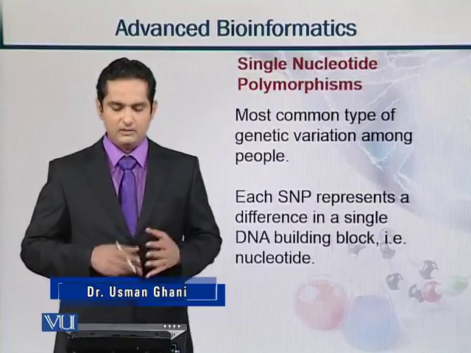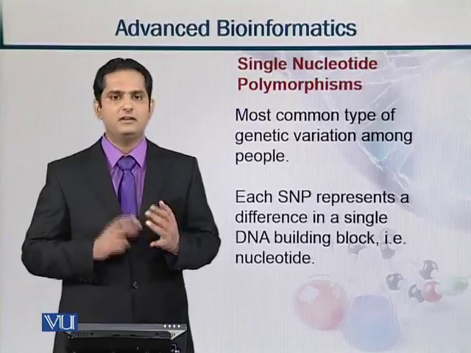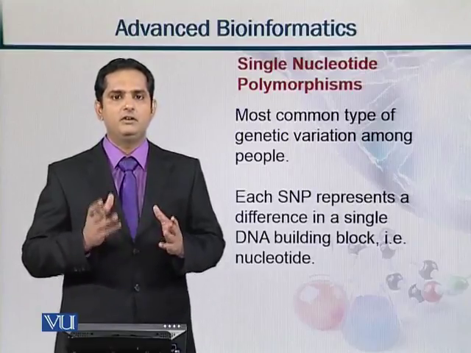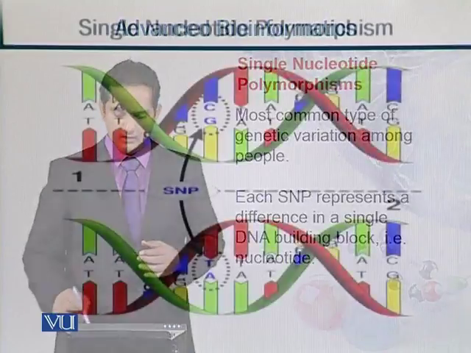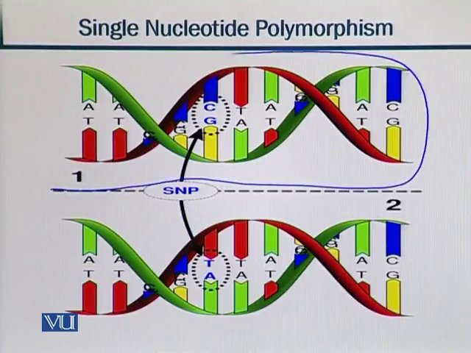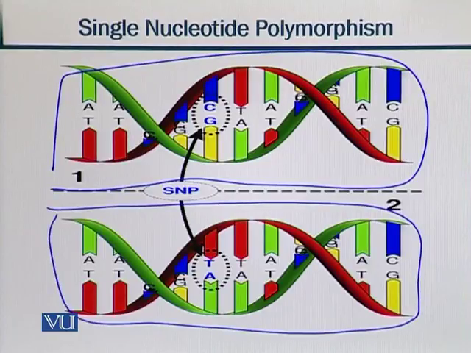So what happens is that an SNP represents a difference in a single DNA building block, and that building block is a nucleotide alone. Let us look at an example of this difference. This figure shows two nucleotide sequences. Number one is this one and the other one is given in this block which is downwards. So now what I want to show here is we are putting the definition of single nucleotide polymorphism.